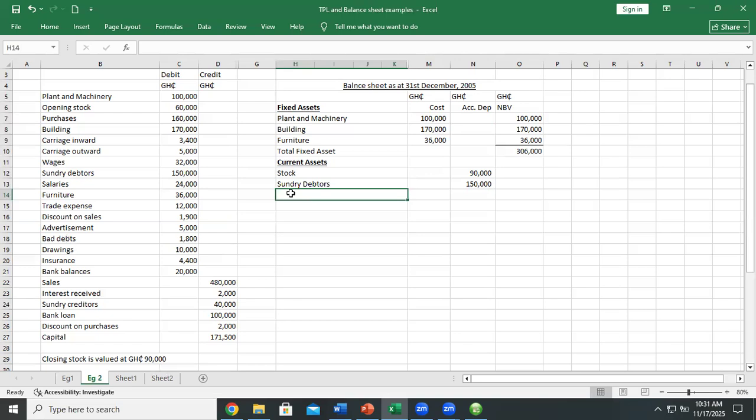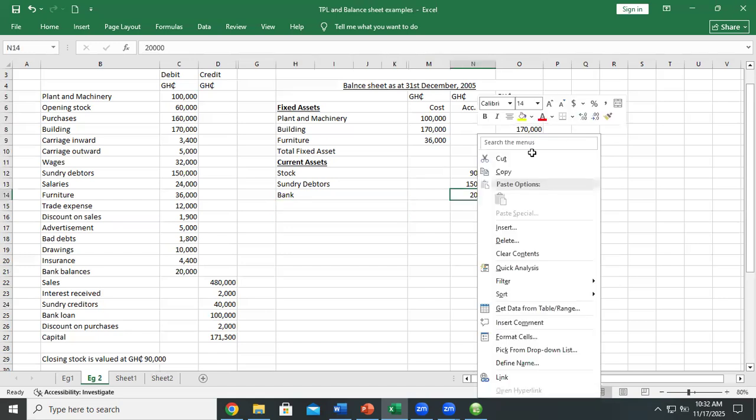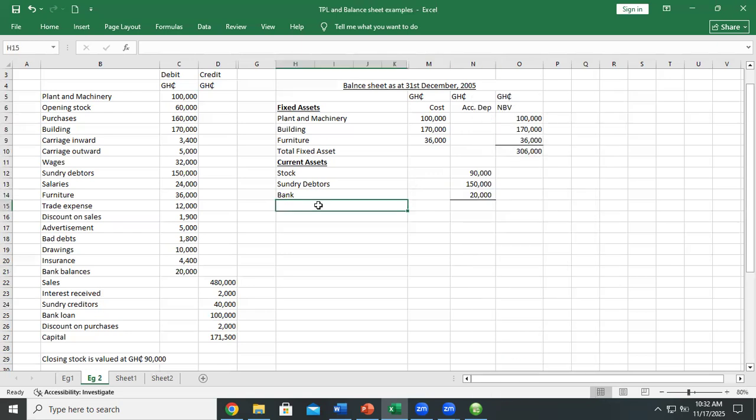So we go to our bank balance and our cash balance. So let's check if we have bank and cash. So you have a bank balance here, 20,000. So bank. What of the cash? No, there's no cash. Fine. If there's no cash, that's fine for us. So we get our total current assets.